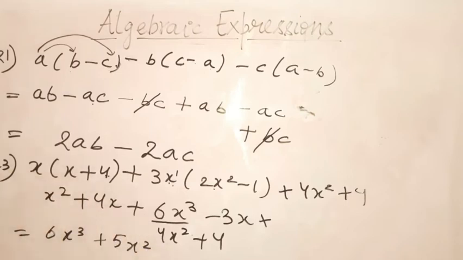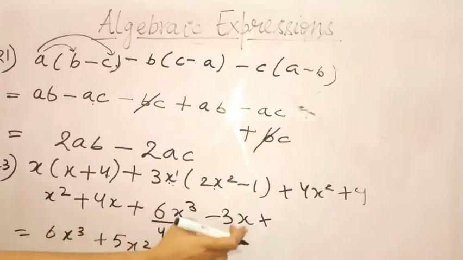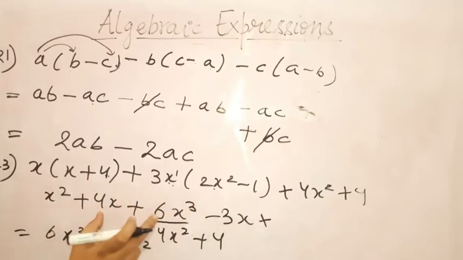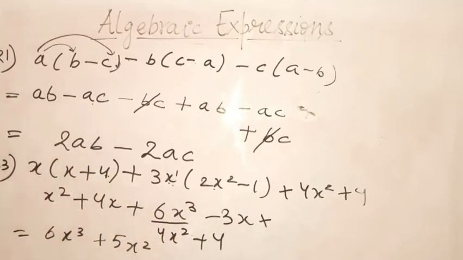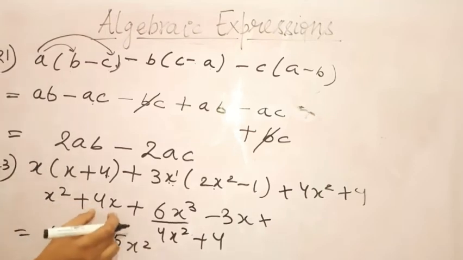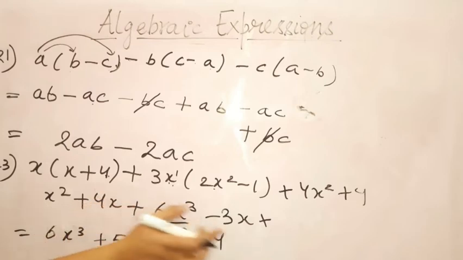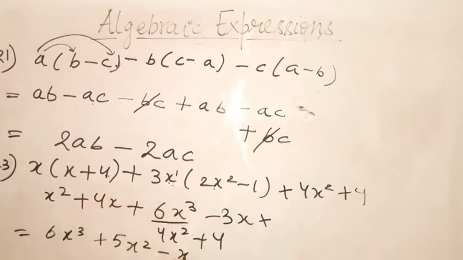Now moving on to the next power, 4x minus 3x. These are the like terms. So we have to collect the like terms together and then simplify. So plus 4x minus 3x, 4 minus 3 is 1, so here it will be plus x. And plus 4 is remaining, we do not have any other constant, so at the end it will be plus 4.